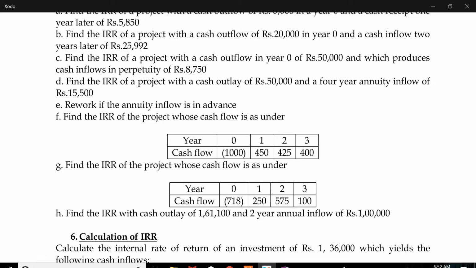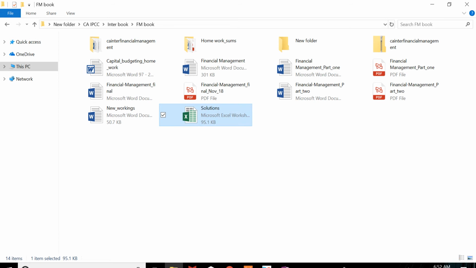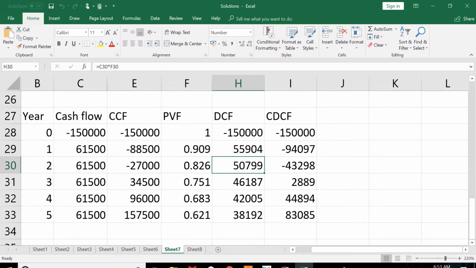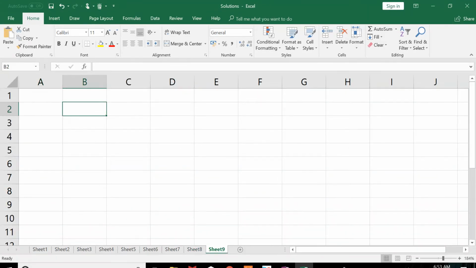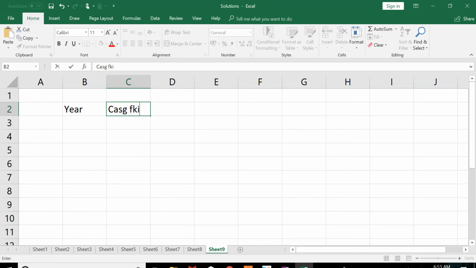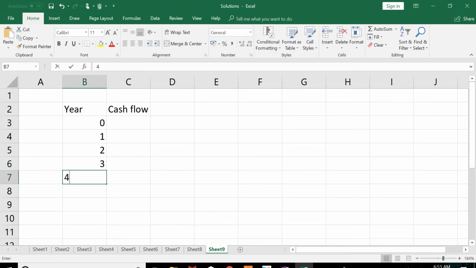Okay, let's first write the year and cash flow structure. Now write year, cash flow. Year 0, 50,000 outflow, years 1 to 4, inflow of 15,500. Okay, now please listen. I'm writing it separately for some purpose. I'll explain to you. You will write it together later on.